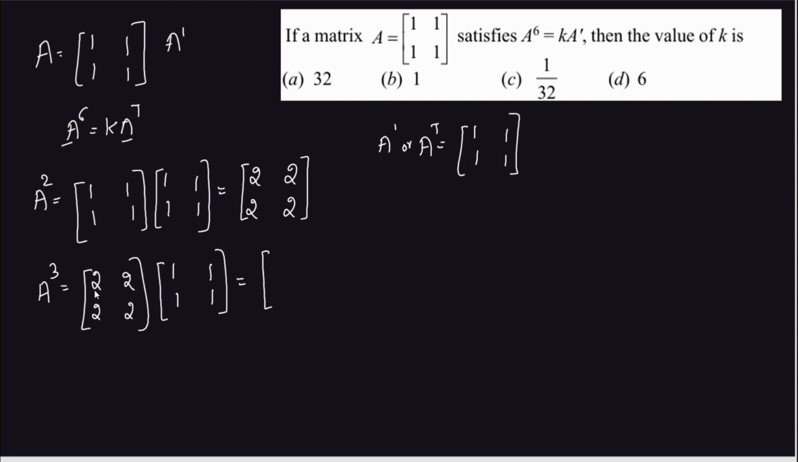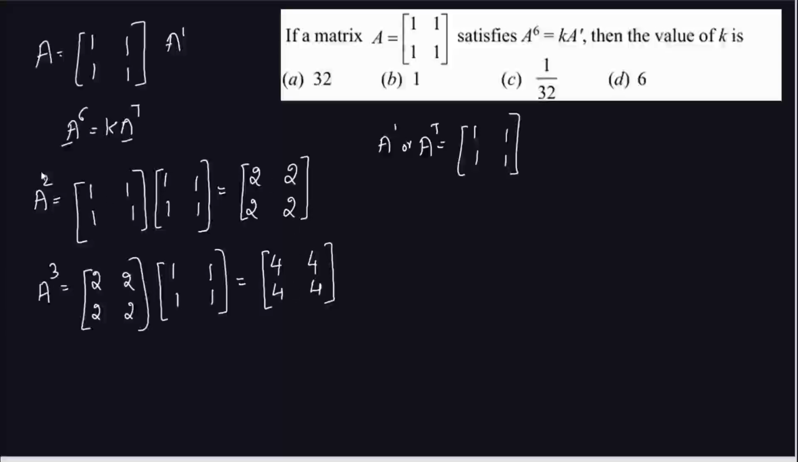First row with the first column, that is 2 into 1 plus 2 into 1, which is 2 plus 2, that is 4. Similarly, first row with the second column gives me 4, and the second row with both the columns gives me 4. Can you see any relation between these two?